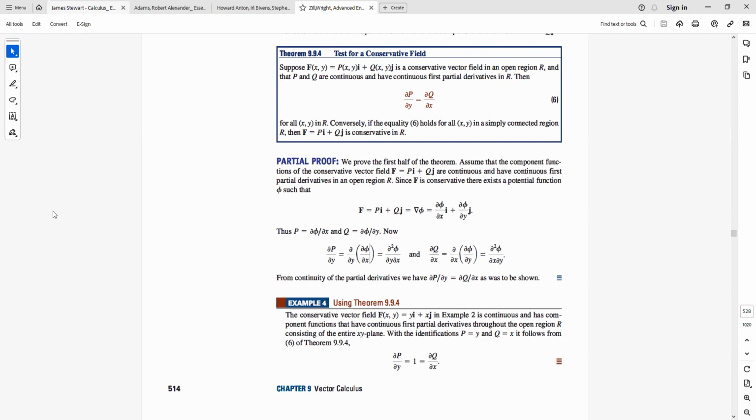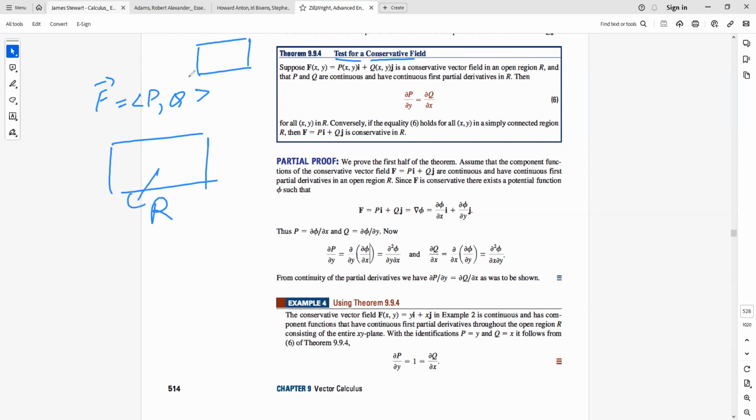In this class, we are going to learn how to test a field for conservation. Now, if we are given a field F, which is governed by functions P and Q, for instance, we are dealing in a plane that is R2, then if these functions P and Q are continuous and their first partial derivatives are also continuous in a given region R, then we can test it for conservation by using this equality. And if this equality holds, we can say that the field is conservative, right?